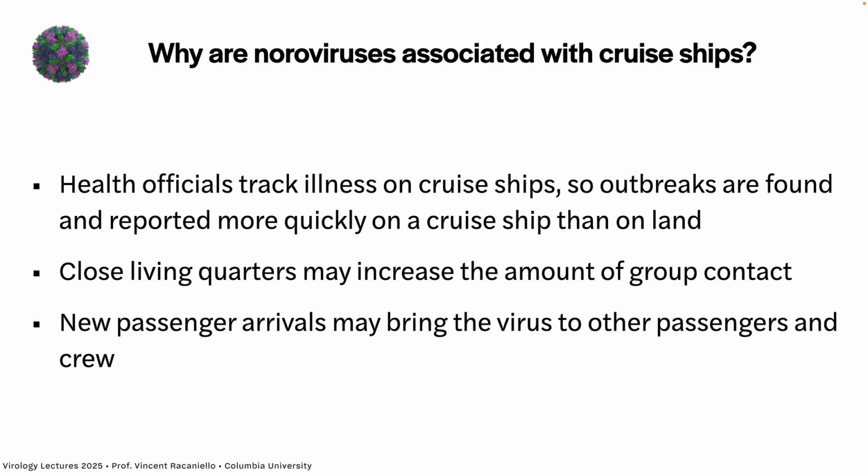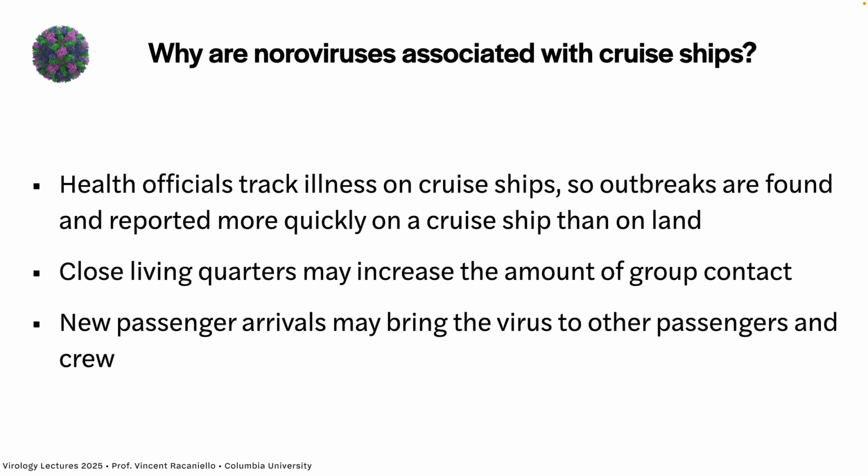So why are they associated with cruise ships? It's only 10%, but health officials track illnesses on cruise ships because there's a lot of people in one place. Remember the Diamond Princess? Yeah, that cruise ship off of Japan that got COVID, and they didn't know what to do with people. They just left them on the ship, and they all got infected. So when you get an outbreak on a cruise ship, you have to handle it quickly.